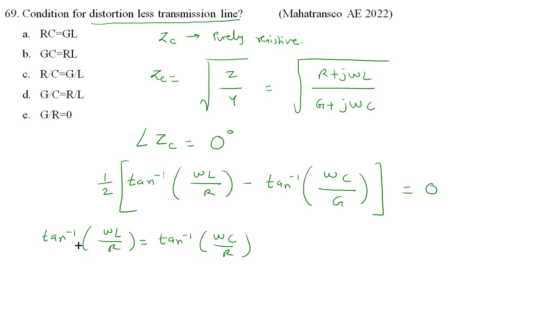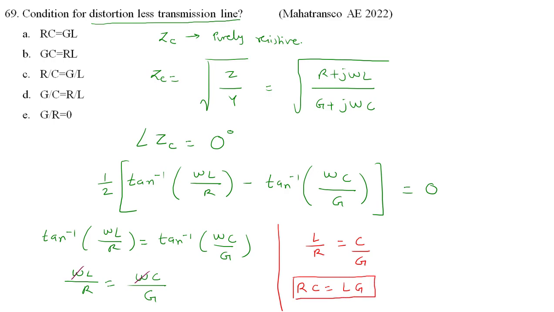So tan inverse on both sides cancels, therefore we can write simply omega L by R equal to omega C by R. So this omega will get cancelled. So what we are left with, L by R. Oh, some mistake is there, I think here. Omega C by G should be there, right? Yeah, C by G. Yes, so L by R will be equal to C by G. So if we simplify, RC should be equal to LG. That is the condition for distortionless line.